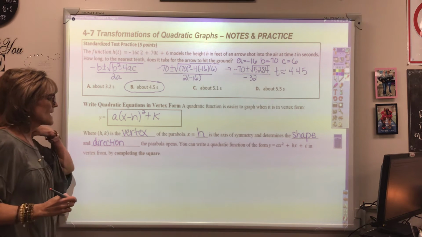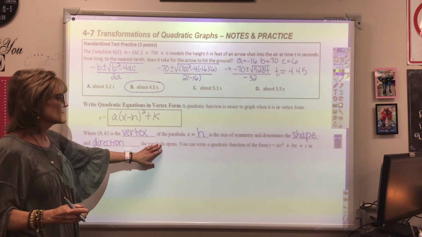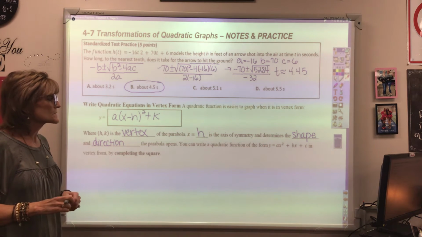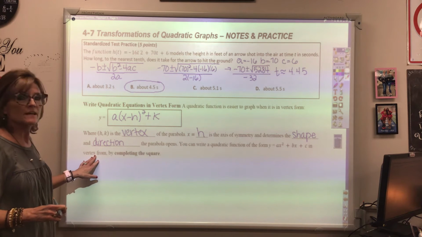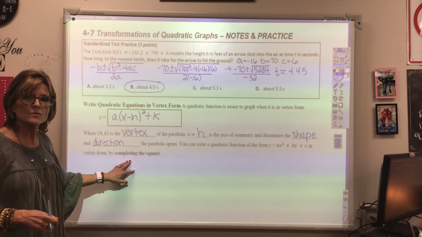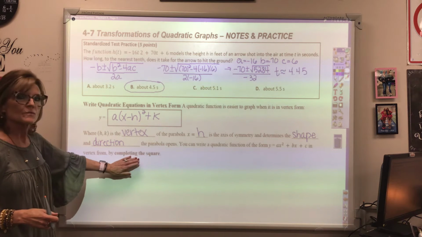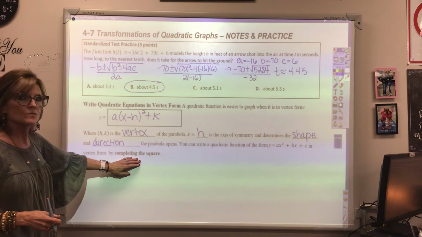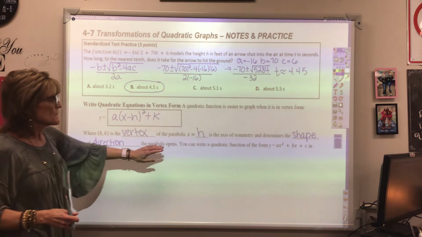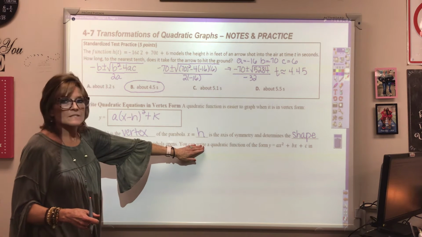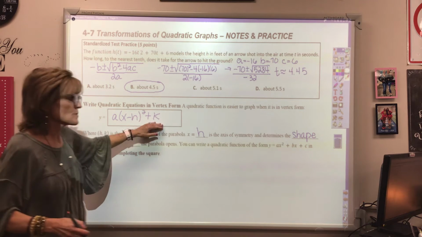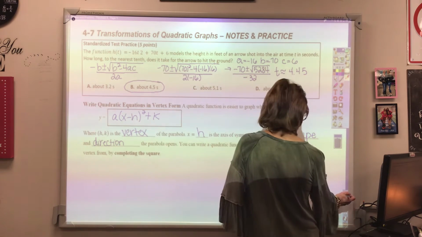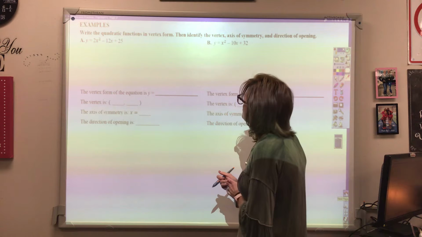You can write a quadratic equation of the form y equals ax squared plus bx plus c in vertex form by completing the square. So that's what we're going to use to rewrite the standard form of a quadratic equation into the vertex form. This is going to involve a little extra step.